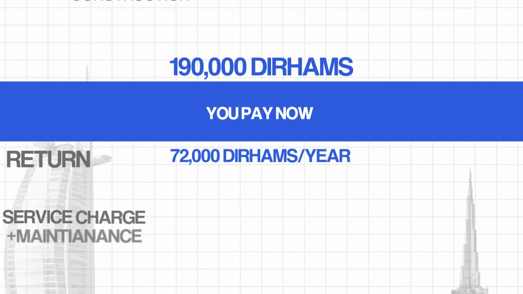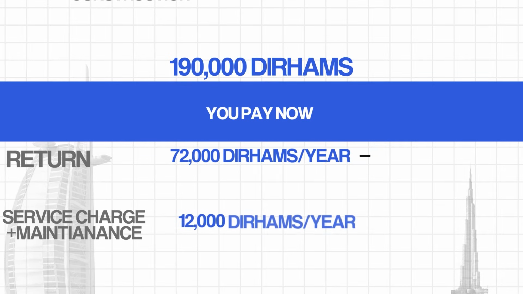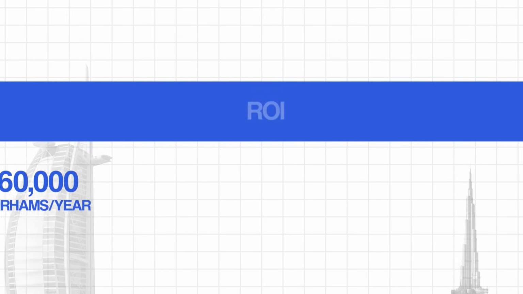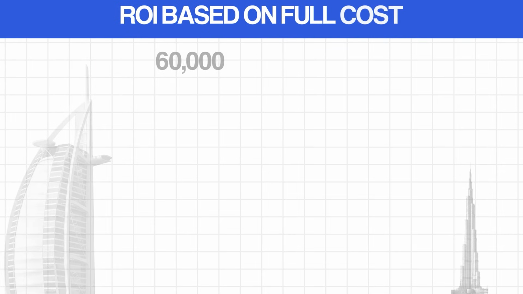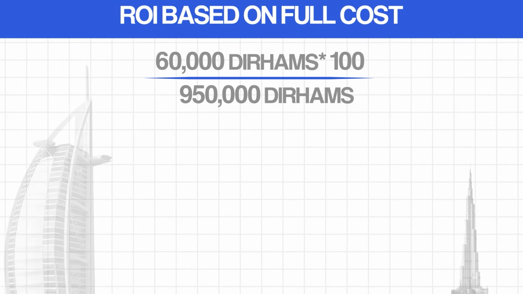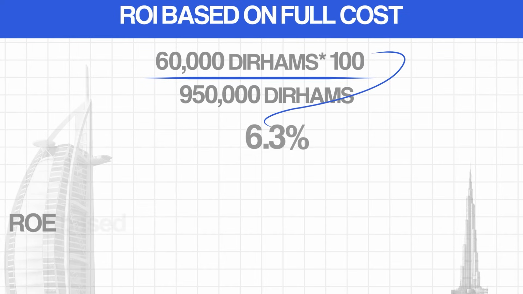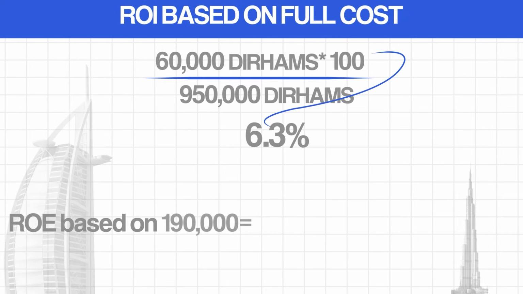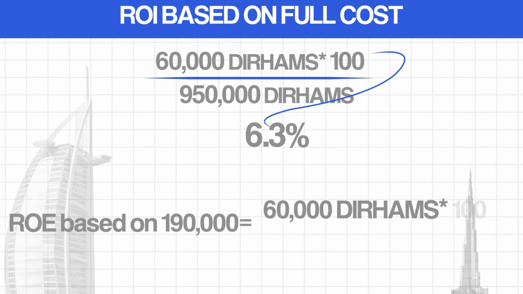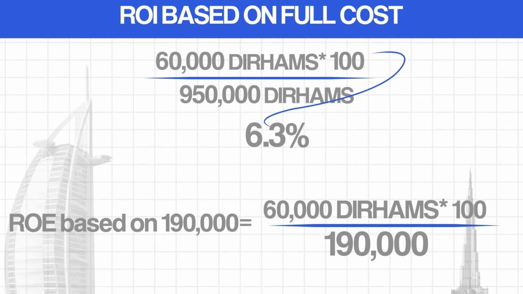Service charge plus maintenance is about 12,000 dirhams. So your net income is 60,000 dirhams. ROI based on full cost is 60,000 dirhams times 100 divided by 950,000 dirhams, which is equal to 6.3%. Now ROE based on 190,000 only is 60,000 dirhams times 100 divided by 190,000 dirhams, which is equal to 31.5%. Now that's how you create high ROE portfolios with your smart off-plan entry.